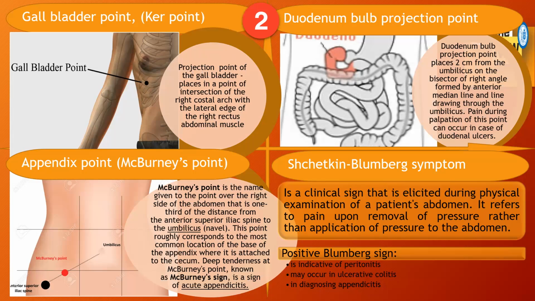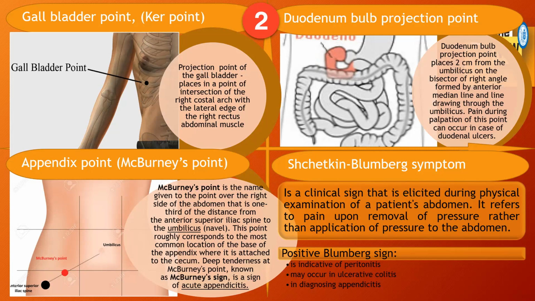It is placed at the point of intersection of the right costal arch with the lateral edge of the right rectus abdominis muscle. Next, McBurney's point is the name given to the point over the right side of the abdomen that is one third of the distance from the anterior superior iliac spine to the umbilicus. This point roughly corresponds to the most common location of the base of the appendix, where it is attached to the cecum. Deep tenderness at McBurney's point, known as McBurney's sign, is a sign of acute appendicitis.